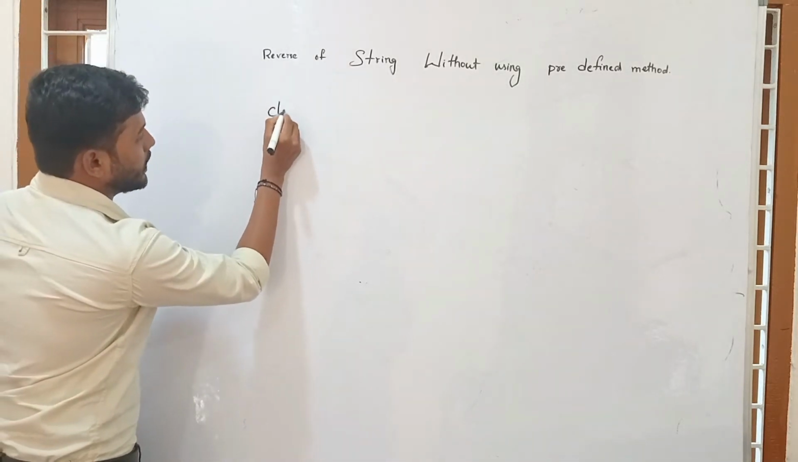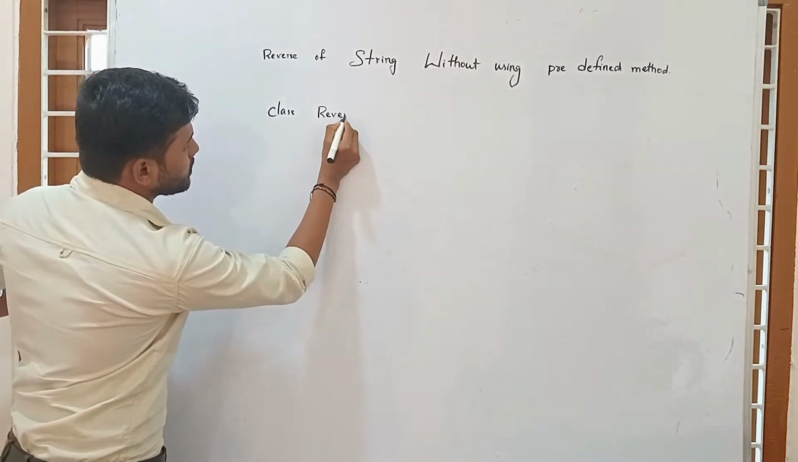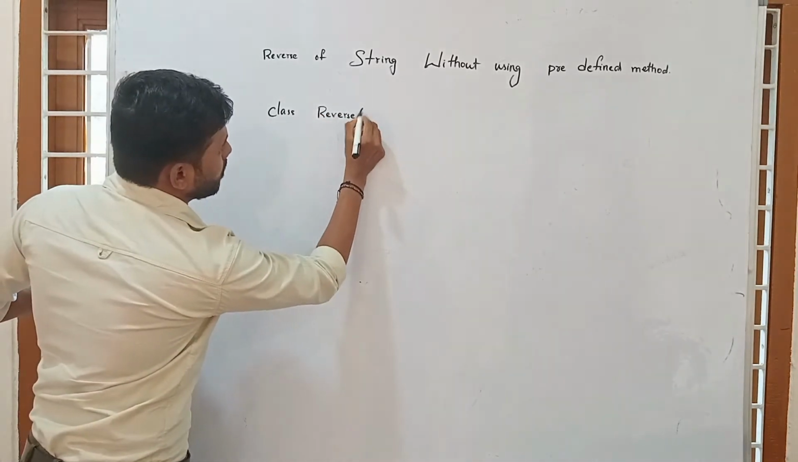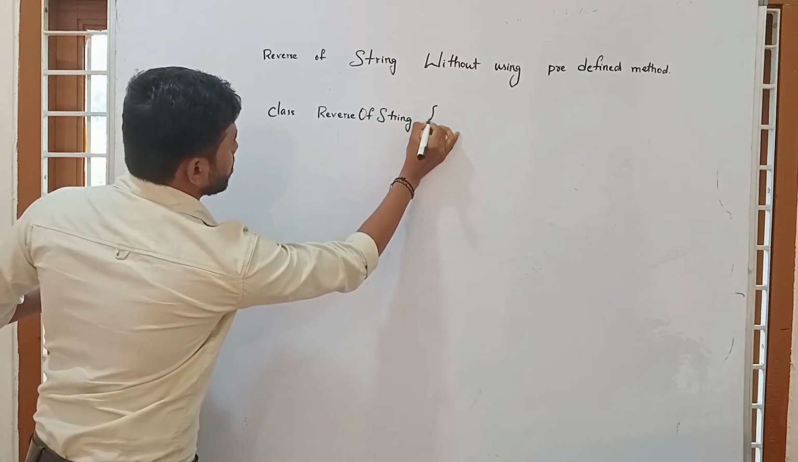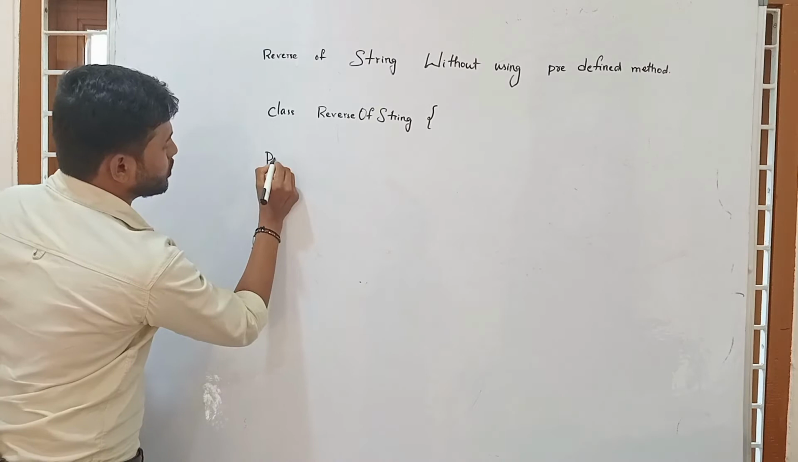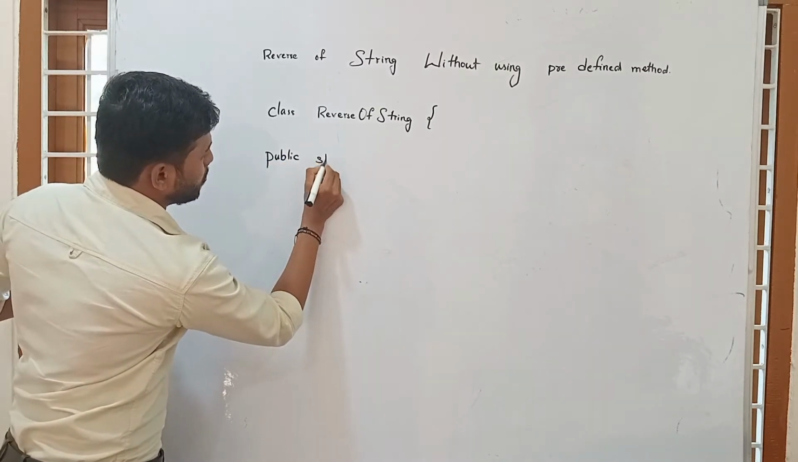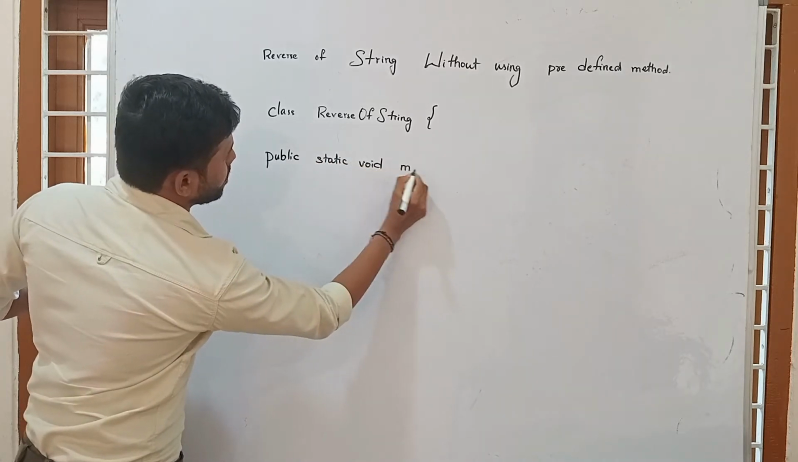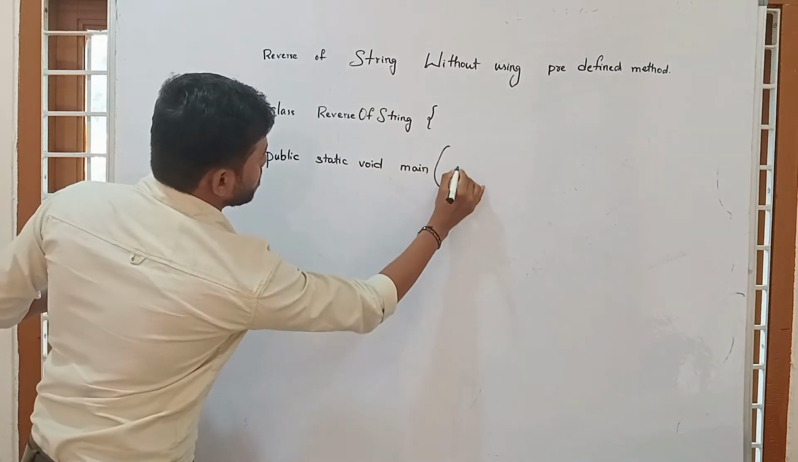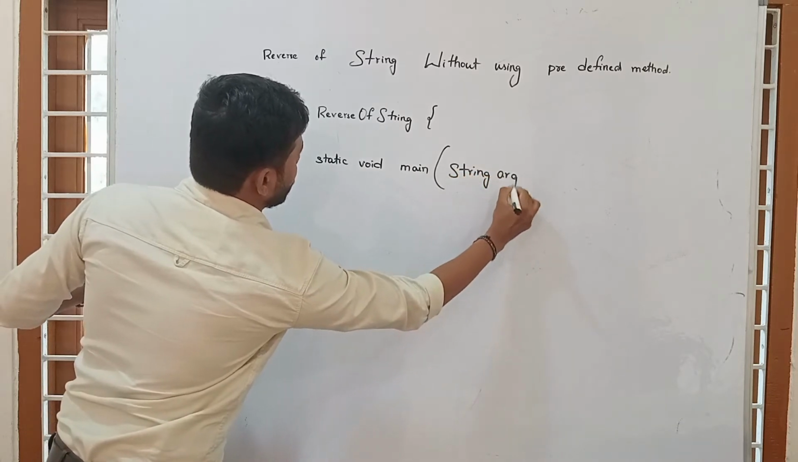So here I am creating a class. The class name is ReverseOfString, and here I am going through the method. The method is the main method. public static void main(String[] args).